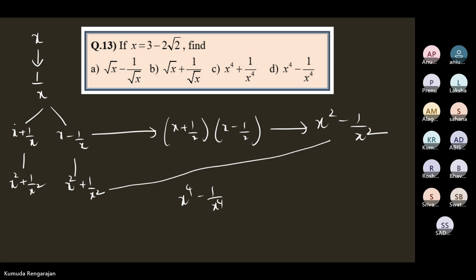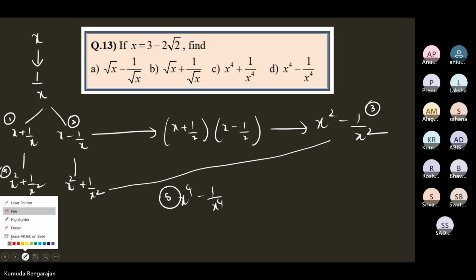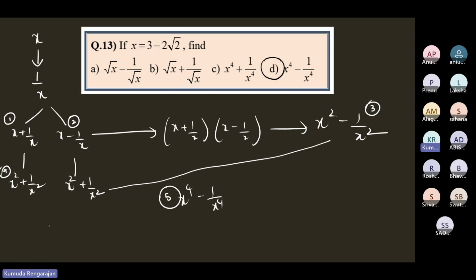Do this. First find x plus 1 by x, then find x minus 1 by x. Then multiply both and get x squared minus 1 by x squared. And then find this, and then finally this one. Do this, children. Just come back in 3 minutes. Please do this. We are working only the fourth one, only this.